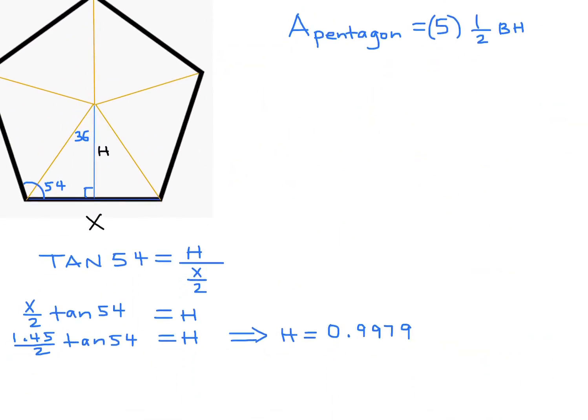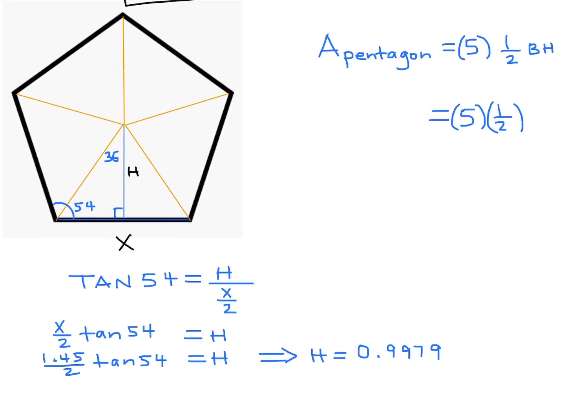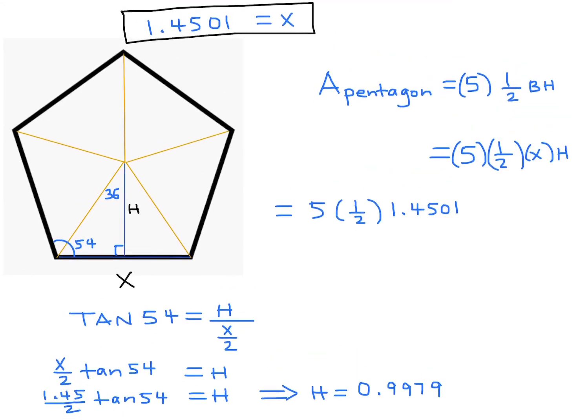All right, we pretty much are done here. Area of the pentagon is 5 times 1/2 base times height. What's the base in this little triangle? It's x. And the height is h. And for both of these, we found the value. x we previously found was 1.4501 up there. And h we just found was 0.9979, like that. Do the math and you'll get 3.617. 3.617 is the area of this pentagon.